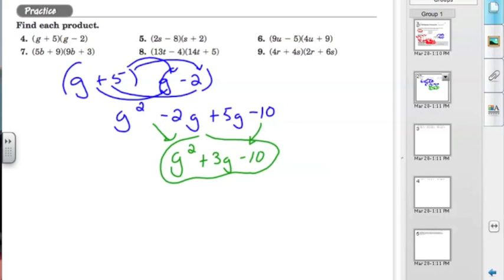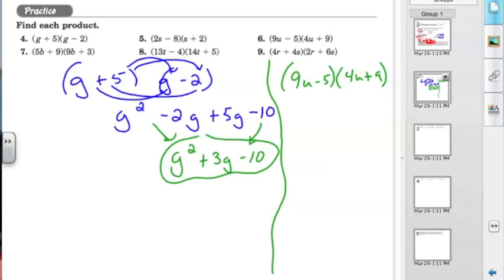Okay, let's take another one, and we'll take number 6 in this situation. So we have 9u minus 5 multiplied by 4u plus 9. Okay. So I'm going to multiply the first terms. 9 times 4 is 36. I have u times u is u squared. Now I have u. I have the first term, and we're multiplying the outers. So 9 times 9 is 81. Positive times positive, so it's plus. I have just a single u. Now we multiply this. Negative 5 times 4 gives me negative 20u.